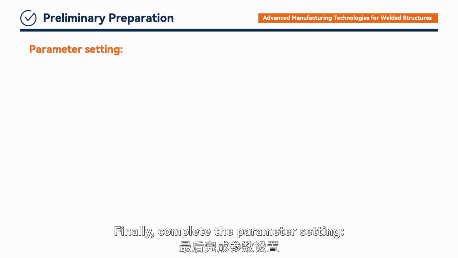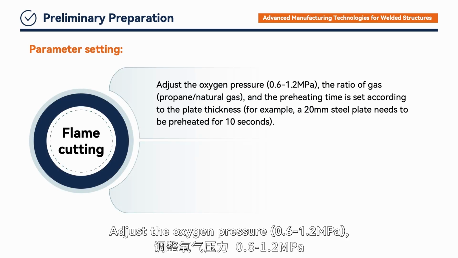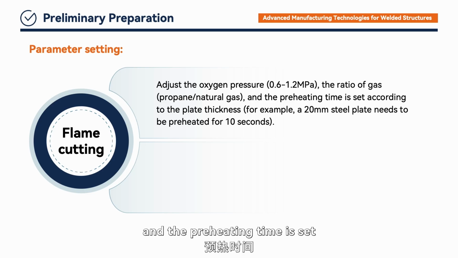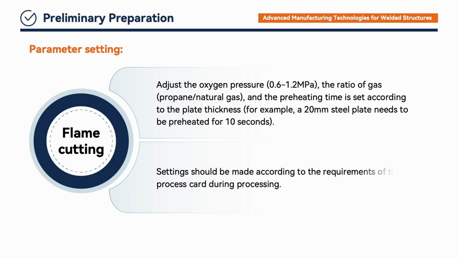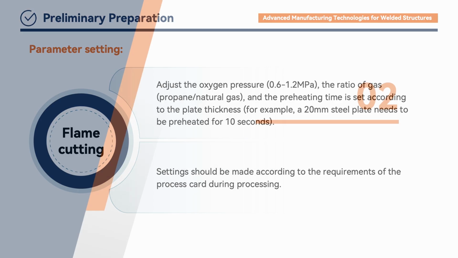Finally, complete the parameter setting. Flame cutting: adjust the oxygen pressure to 0.6-1.2 megapascal. The ratio of gas, propane or natural gas, and the preheating time is set according to the plate thickness. For example, a 20 mm steel plate needs to be preheated for 10 seconds. Settings should be made according to the requirements of the process card during processing.